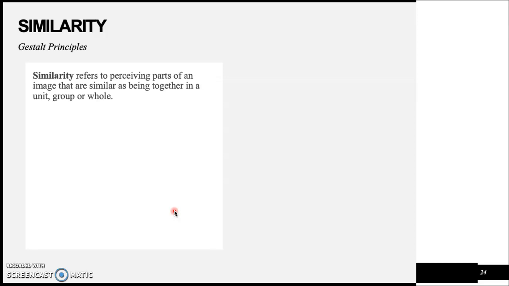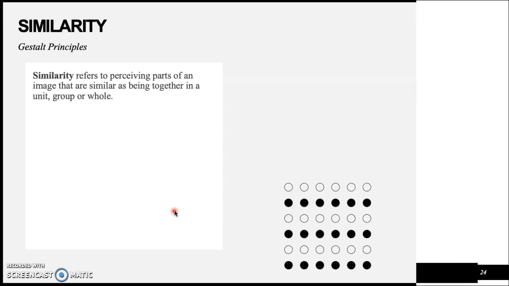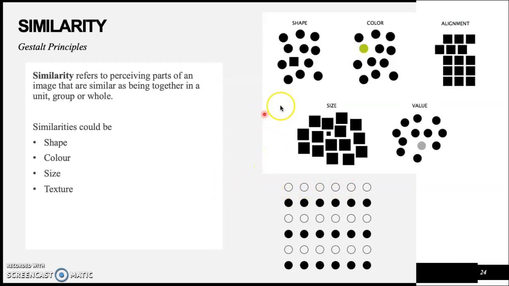Similarity refers to perceiving parts of an image that are similar as being together in a unit, group, or whole. So here, there's a whole lot of dots. You're going to see these as lines. Now they're not actually lines, but because they are all similar, empty or full, you perceive them as lines. So you group them together. Similarities can be shape. So it might all be the same shape that creates that line. Color, which is what you've done in this instance. Size and texture.